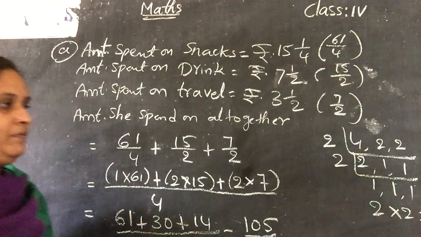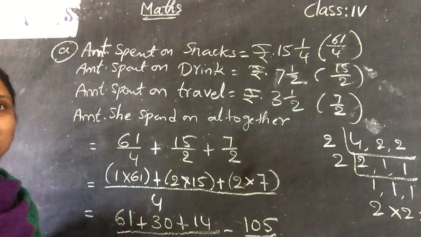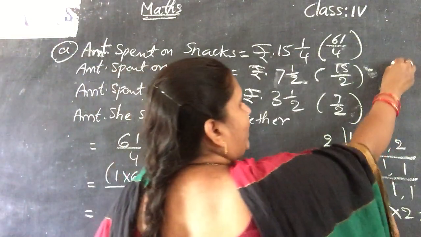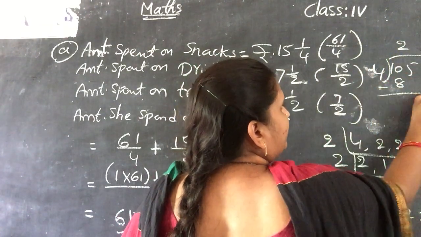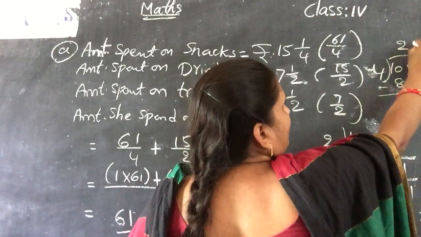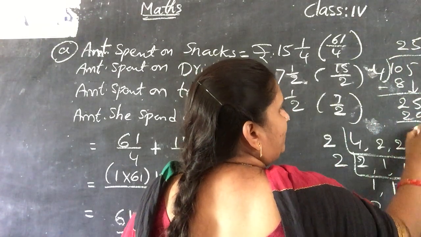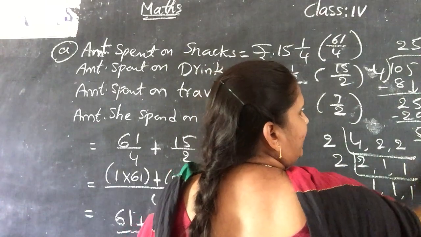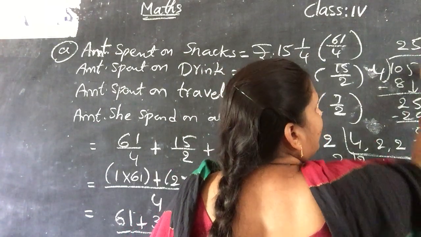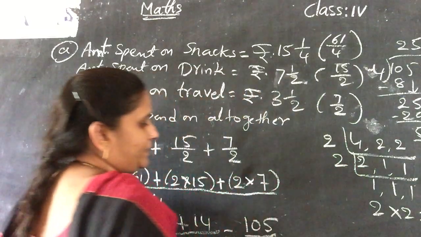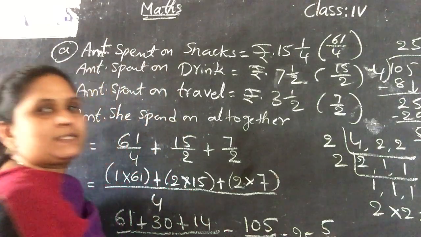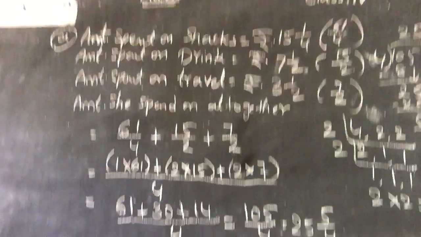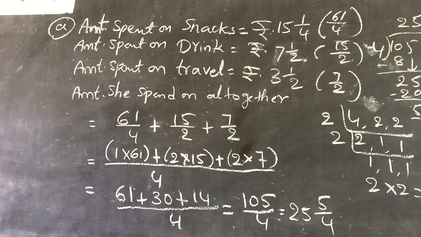And this 105 by 4 we have to simplify. How to simplify: 105 divided by 4. 4 2s are 8, 25 is the remainder. 4 5s are 20, 5 is the remainder. So the remainder will become the numerator and the quotient will become the whole number. So 25 5/4 is the answer. Like this you have to complete the first sum.